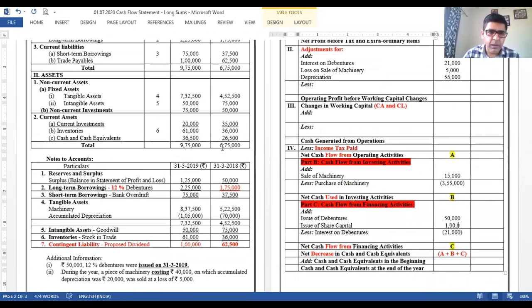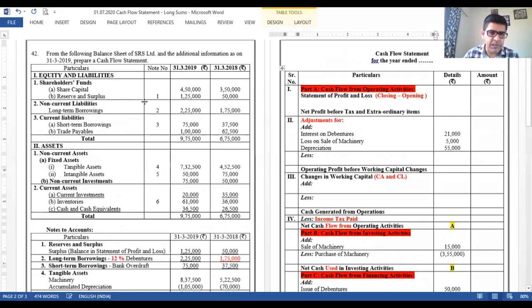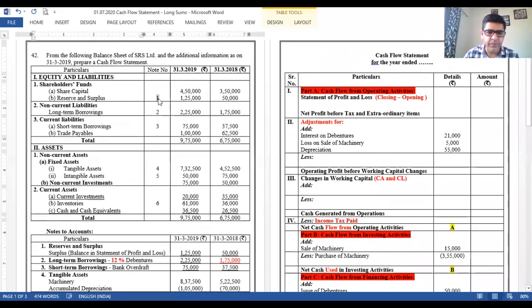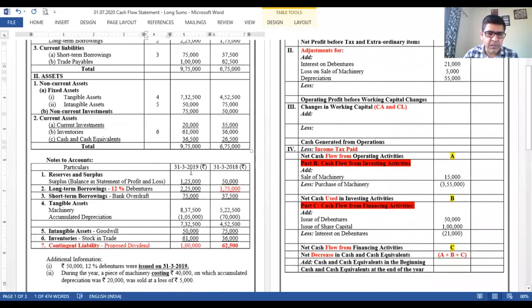Okay. Next is now reserves and surplus, but note number 1 can be seen over there, right? Let us go and visit that note number 1.